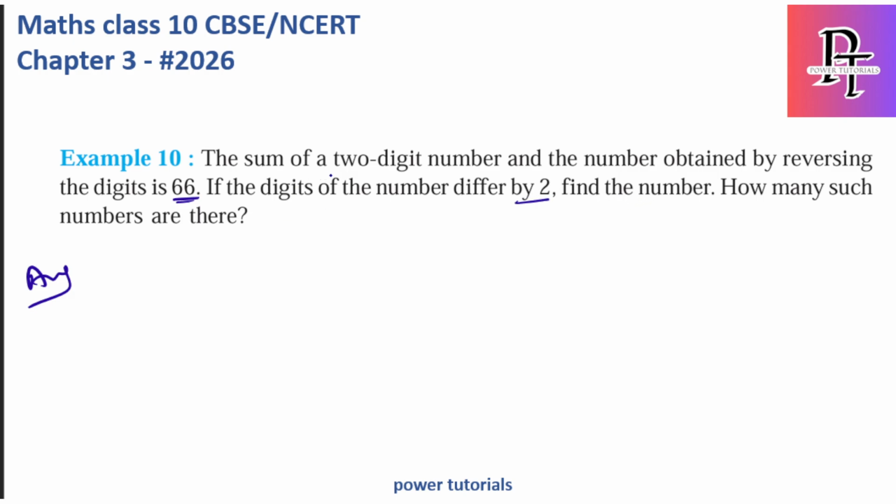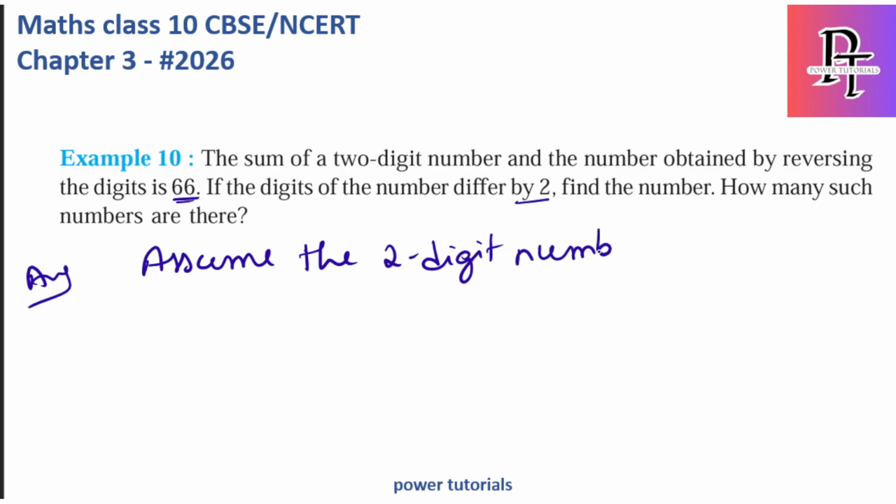Okay, so for that first we have to assume the 2-digit number. So I assume the 2-digit number as xy. Xy in the sense x is the tens place and y is the units place. So what will be the exact number? Number will be 10x plus y.